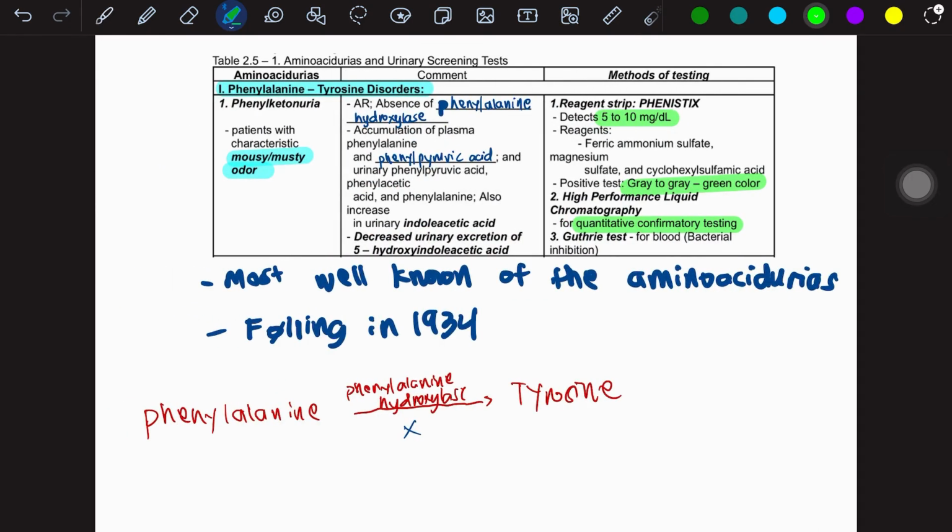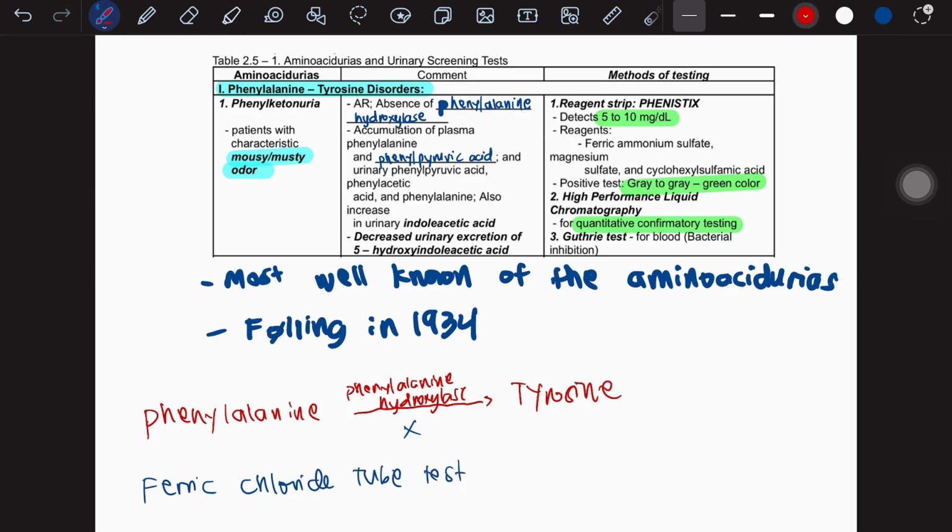So balik ta diri. So here, aside from the mentioned methods of testing, we also have testing for ferric chloride. This may be used as a follow-up to ensure proper dietary control in previously diagnosed cases. So, ato ning ferric chloride tube test. So, unsaon ni siya pag-perform?